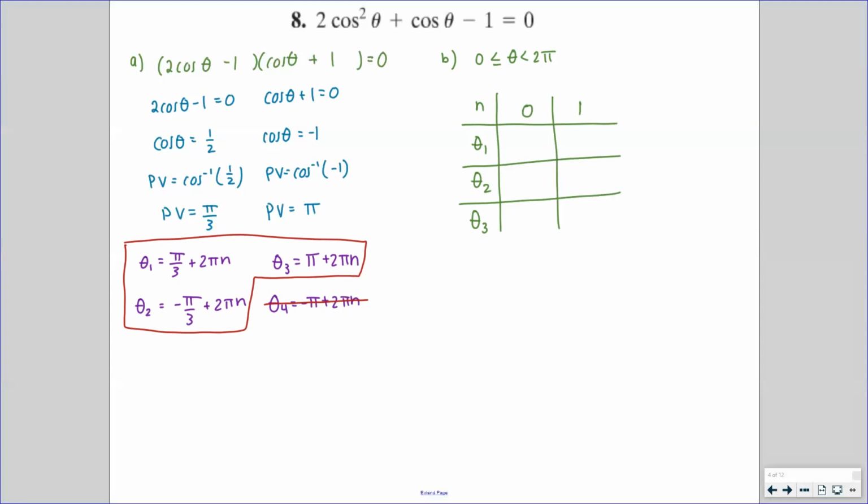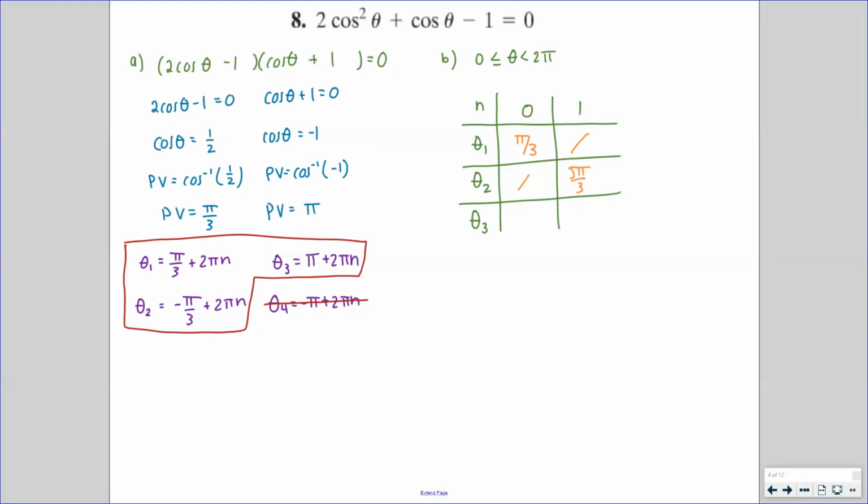All right, when n is 0 in theta 1, we are going to get pi/3. When n is 1, we get 2 pi plus a positive angle that is greater than 2 pi, so we don't include that. Second equation, when n is 0, we get a negative answer, negative pi/3, so that doesn't fit between 0 and 2 pi. So then we move on. When n is 1, we get 2 pi plus negative pi/3. That's going to get us a total of 5 pi/3.